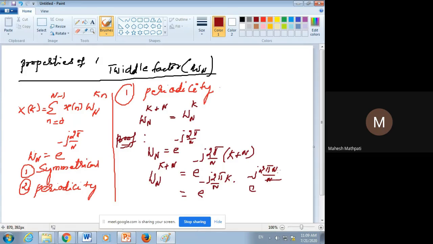So this N gets cancelled. What is the value of this? This value goes to 1, so this will be e power minus j 2 pi, which is 1. So this complete part I can write as WN to the power k as it is. So WN to the power k plus N equals WN to the power k. This is a simple way of proving this periodicity property.